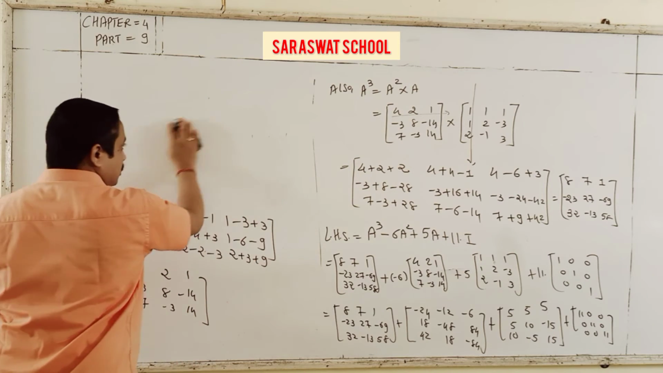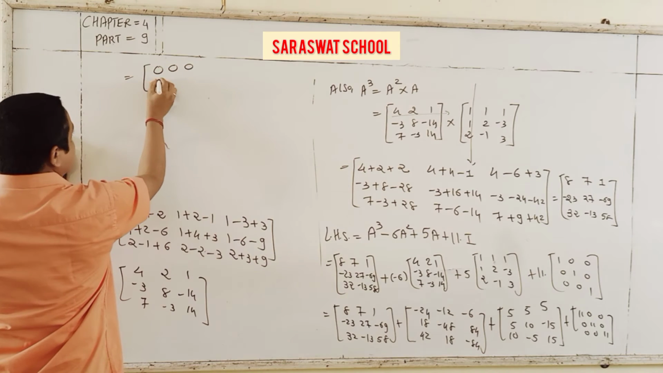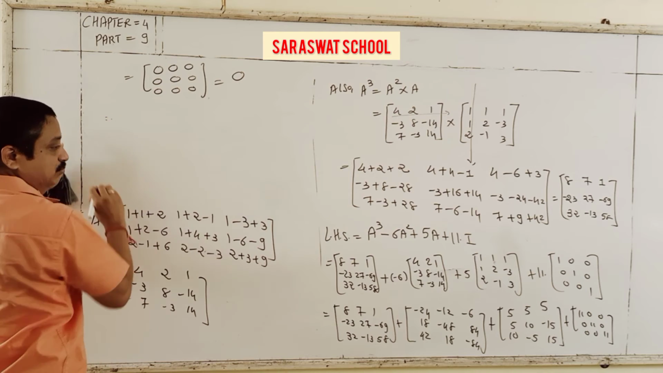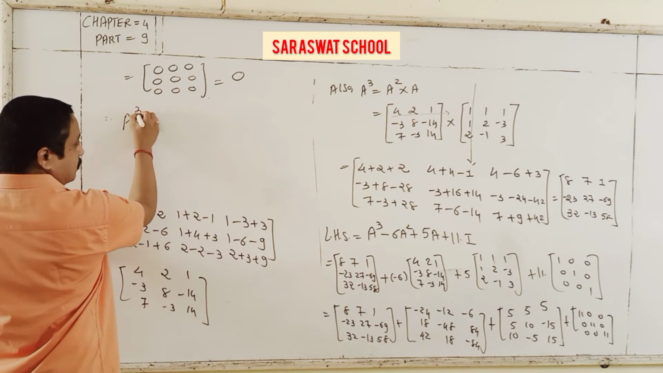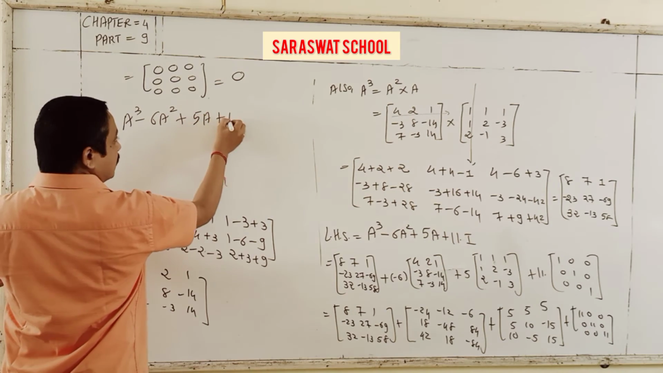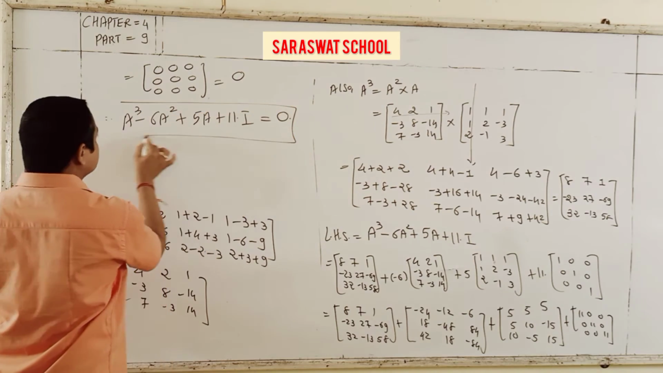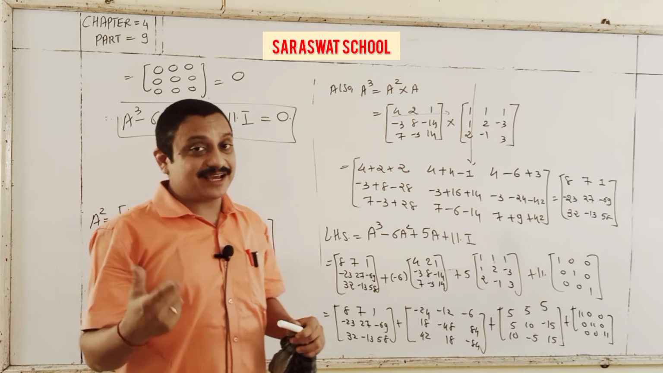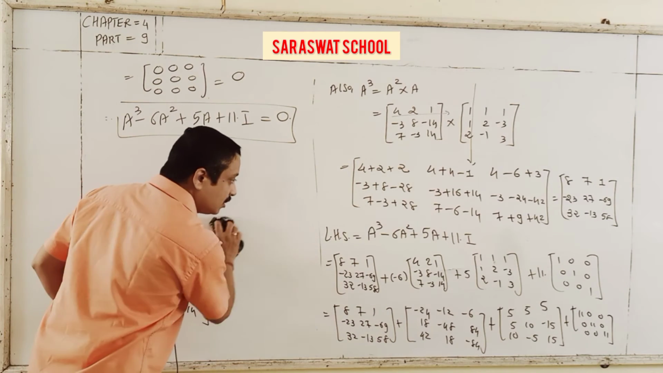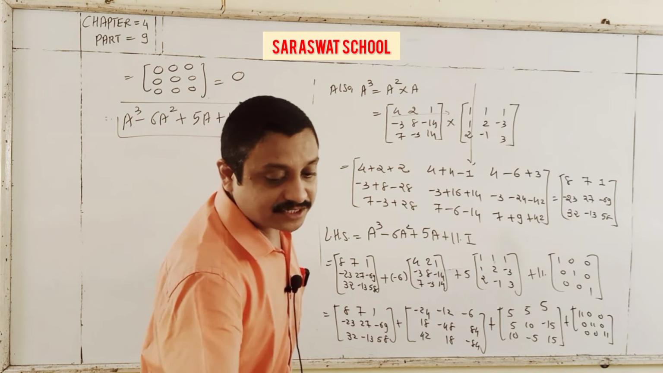So in all total entry, you will take 0 0 0, 0 0 0, it's a 0 matrix. Therefore you will prove A raised to 3 minus 6A square plus 5A plus 11I is equal to 0. Using this equation, now I will derive A raised to minus 1, and that part is useful in the solution wise. So I will start now.